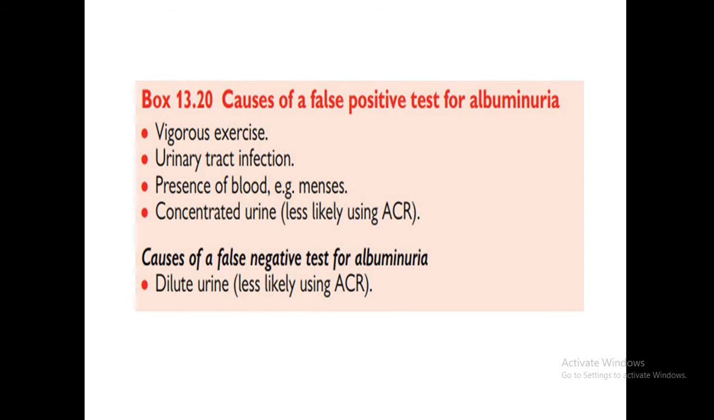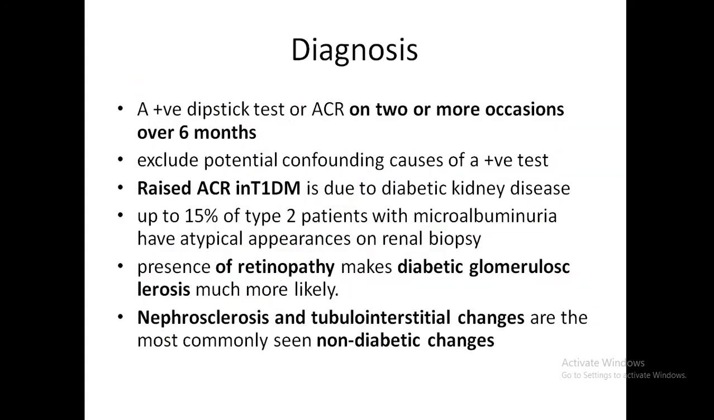It could be caused by vigorous exercise, UTIs, menstruation, or concentrated urine. These could all cause a false positive albuminuria. False negatives are due to dilute urine. And raised ACR in T1DM is due to diabetic kidney disease.